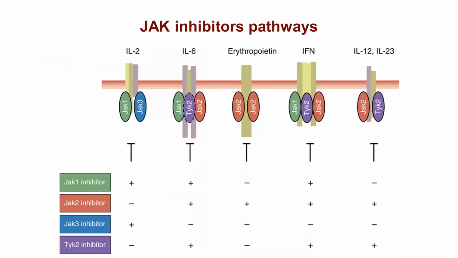And you can block the receptor of interferon with a monoclonal antibody, or you can block the Janus kinase below the receptor using one JAK inhibitor, a JAK1 or JAK2 inhibitor. This JAK1 and 2 can block a lot of receptors, as you know.